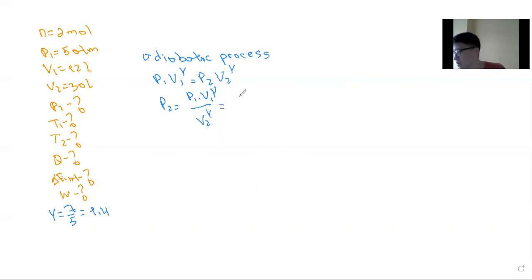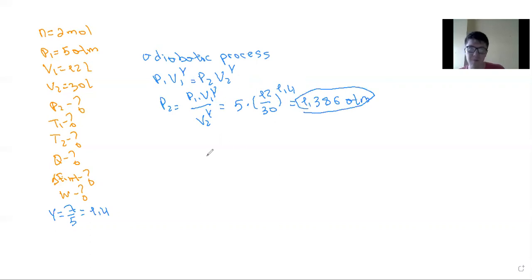So if you calculate, P1 is 5 atm, V1 over V2 is 12/30, in the power of 1.4. So it equals approximately 1.386 atm. This is our final pressure. So we found the pressure, so let's find the initial and final temperatures. We know the formula PV equals nRT. So by this formula, we'll find our temperatures.